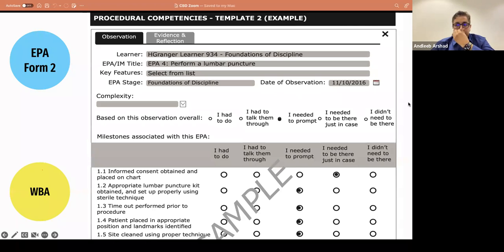So for example, for a final year resident whom you are going to graduate, if the lumbar puncture comes again as an EPA, then perhaps you will require them to be at which level? At this level: I didn't need to be there. Because within 2 months they will be doing it independently, they have to be here, or this EPA won't be considered achieved. So this is something which, for every EPA, the competence committee decides. You set up a competence committee, and they decide for every EPA what level of trust is needed.